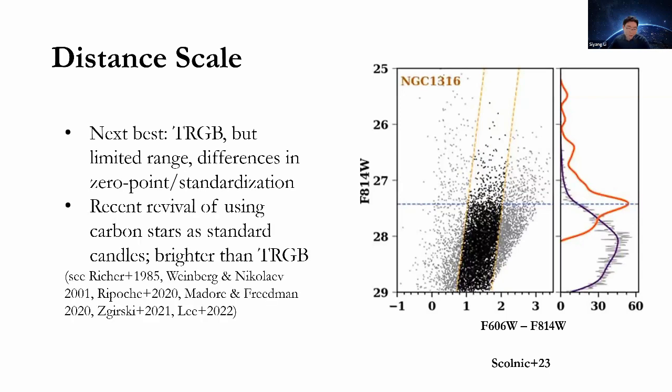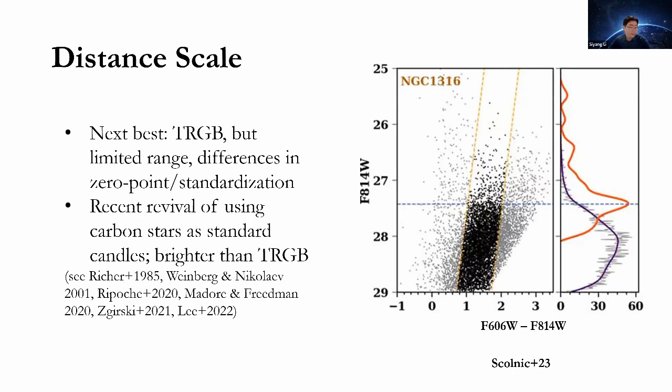And so this search for an alternative standard candle has really led to a revival of using carbon stars as standard candles. Now, this idea was first brought up in the 1980s, but there's really been a revival in the very early 2020s by a series of papers that really have developed this method, including from Rapocci, Madore, Freedman, Zgorski, Abby Lee. The work I'm going to present today is really made possible by the pioneering efforts of these works. And one advantage of carbon stars is that they are brighter than the TRGB.